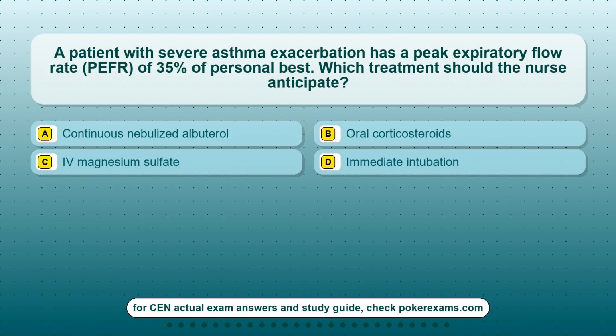Question 5. A patient with severe asthma exacerbation has a peak expiratory flow rate, PEFR, of 35% of personal best. Which treatment should the nurse anticipate? Option A. Continuous nebulized albuterol. Option B. Oral corticosteroids. Option C. IV magnesium sulfate. Option D. Immediate intubation.